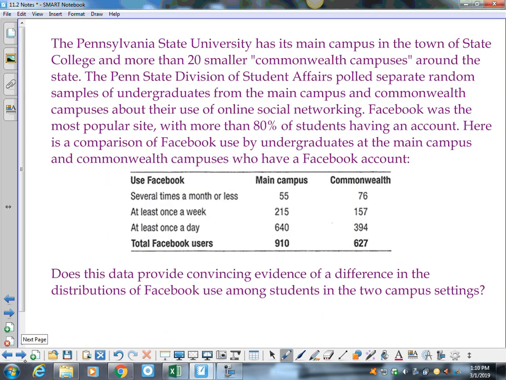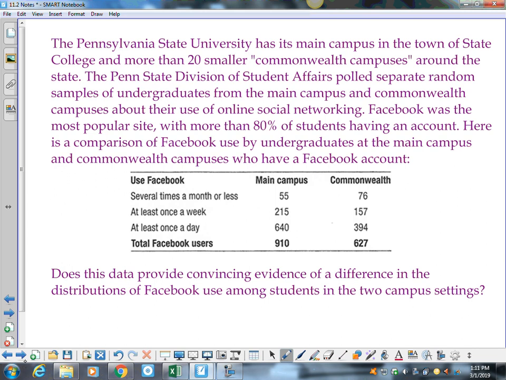Okay, let's try one. And this is it. This is the last one we're doing today, because then it goes into the third test, which we're going to do next week. Say it again. Yeah, it's a chi-square test for independence.